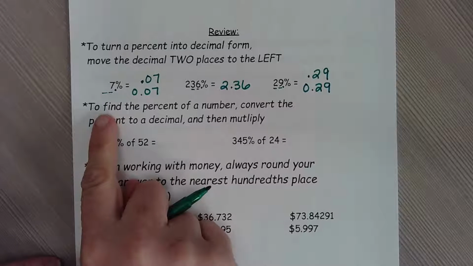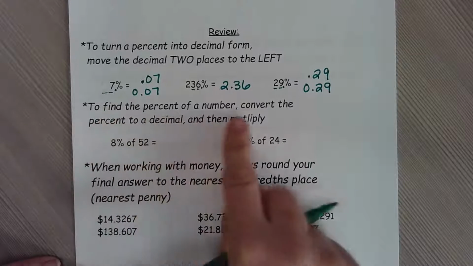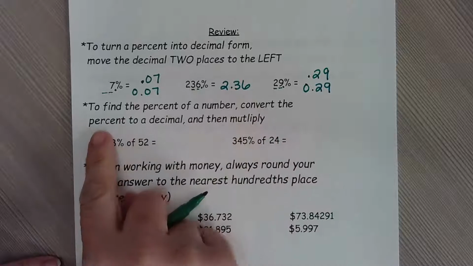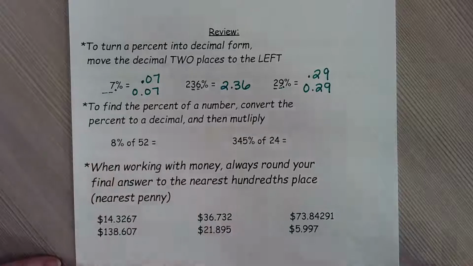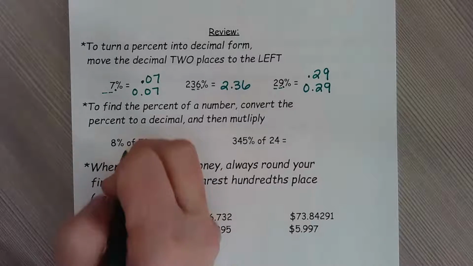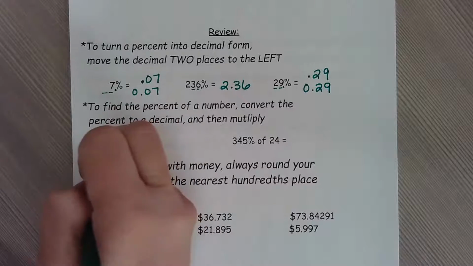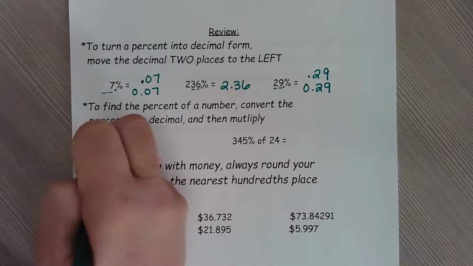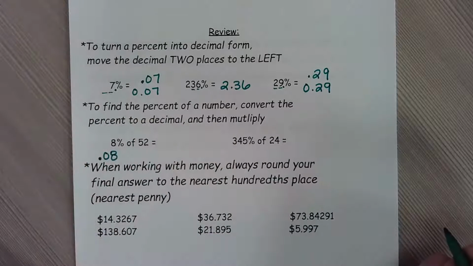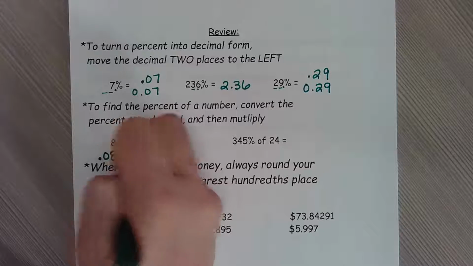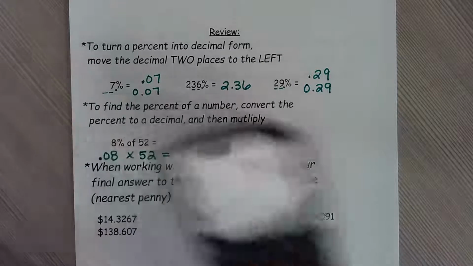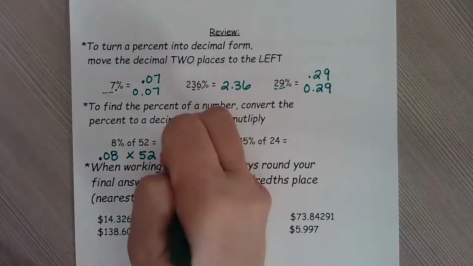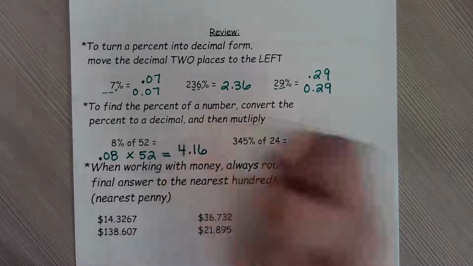The next important thing that I want to review is how to find the percent of a number. We're going to convert the percent to decimal and then multiply. So for 8% of 52, we're going to turn 8% into decimal form by moving the decimal 2 places. We get 0.08, and then we're going to do times 52. You would use your calculator for that, and you would get 4.16.